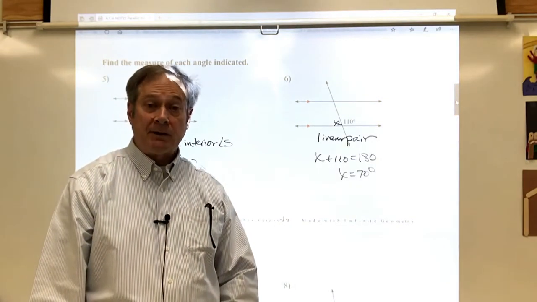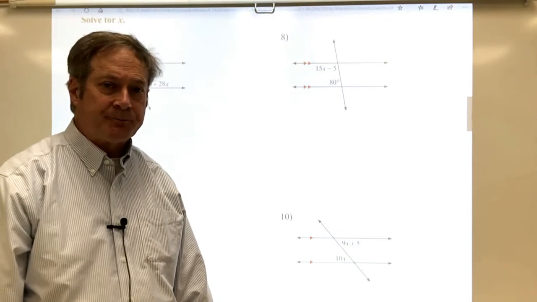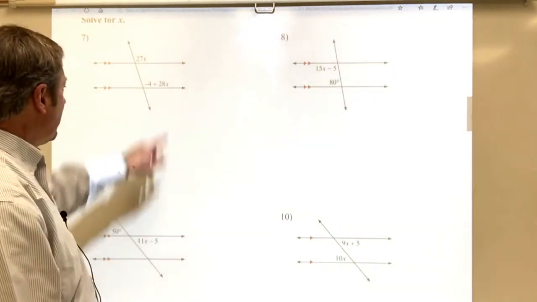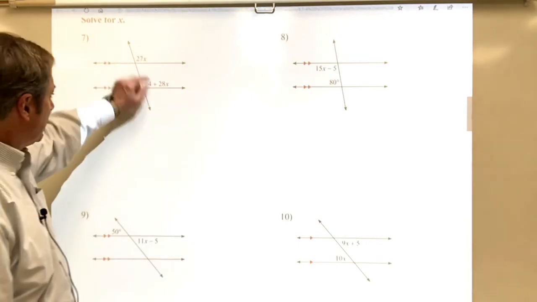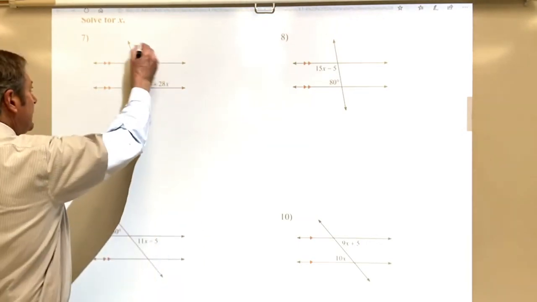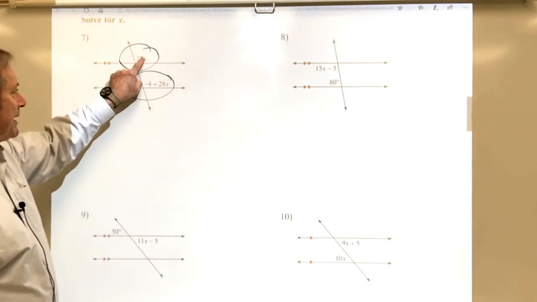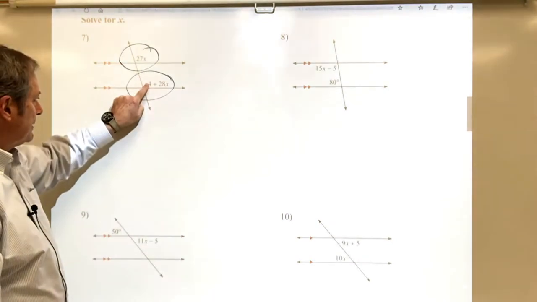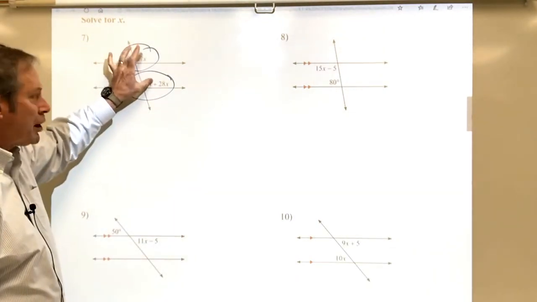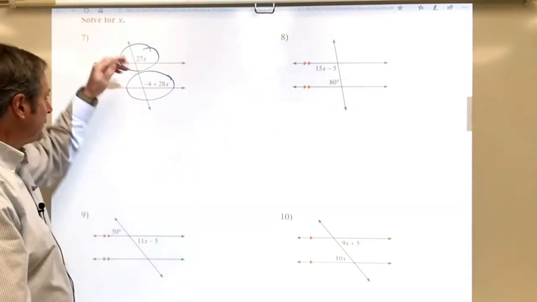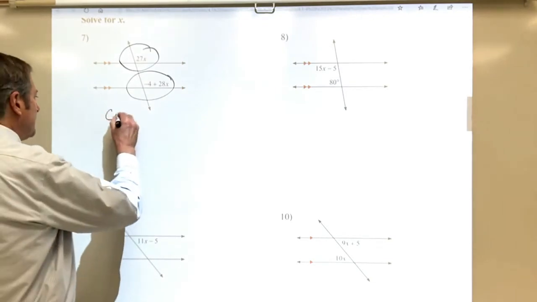And that's examples 5 and 6. All right, problems 7 through 10. We are to solve for x. First thing is you have to identify which angles. Now, notice in this cluster compared to this cluster, 27x angle is top right. This negative 4 plus 28x angle is also top right. They are in corresponding locations with each cluster. So we call these corresponding angles.